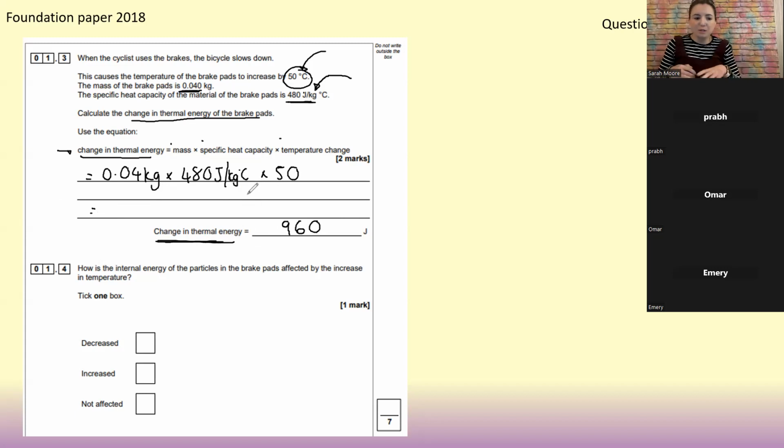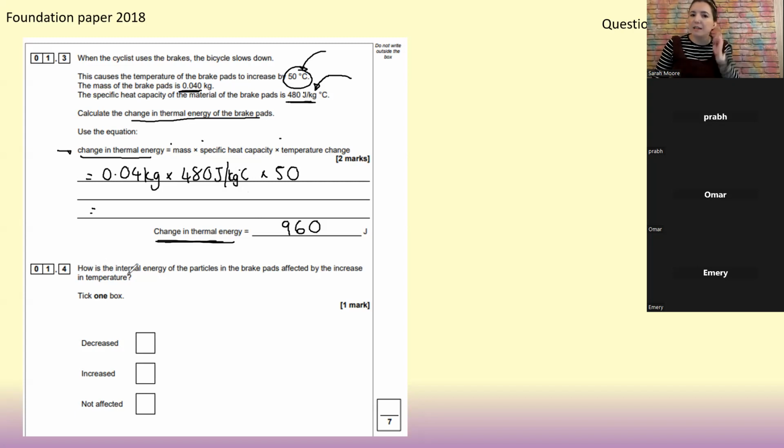And that's how vehicles and bicycles slow down. In order to slow down, they need to lose kinetic energy. So what they do is transfer the kinetic energy to the thermal energy of the brakes, and therefore reduce the kinetic energy, so the bike, the car, whatever vehicle it is, slows down.